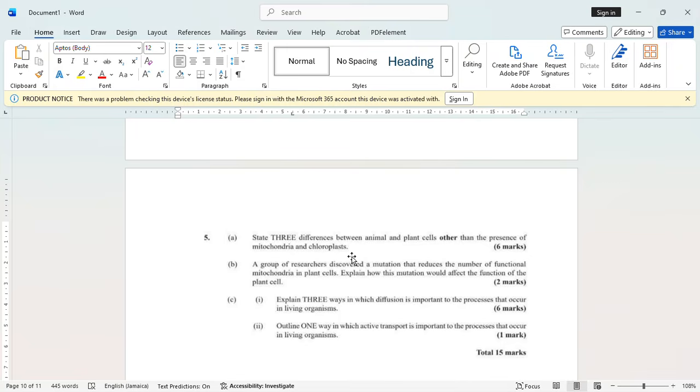Next part says, explain 3 ways in which diffusion is important to the processes that occur in living organisms. So they want you to speak on 3 ways that diffusion is important. Anybody want to start by giving me a way that diffusion is important?